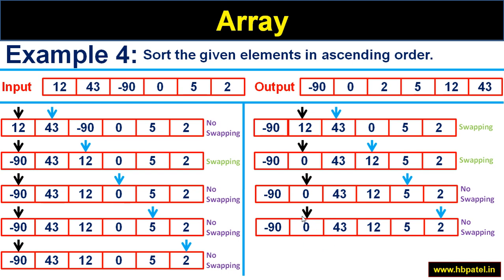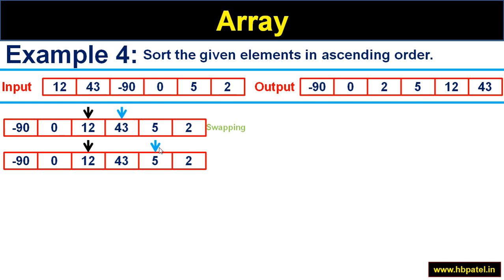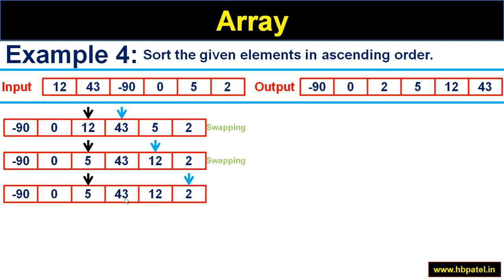What next? Now the black pointer is to be incremented to the next one. So let us do that. Black is now pointing to 43 and blue always starts from black plus 1. Now look at this. Try to compare: 12 is less than 43. Yes, so these are to be swapped. So swapped. Then blue is incremented by 1. So 5 and 12: 5 is less than 12, so they are to be swapped. Swapped. And next, 5 and 2. Again 2 is smaller than 5. So let us swap. Now you can see the third smallest value has come to its place.